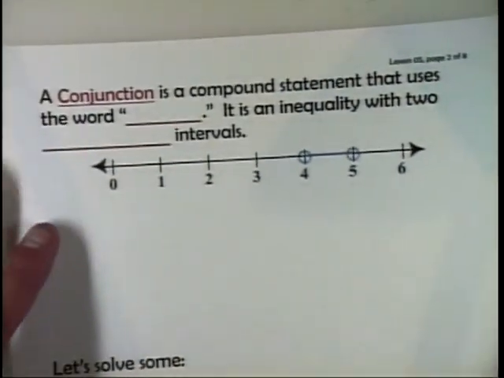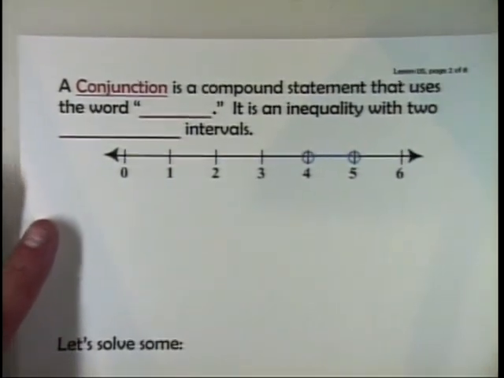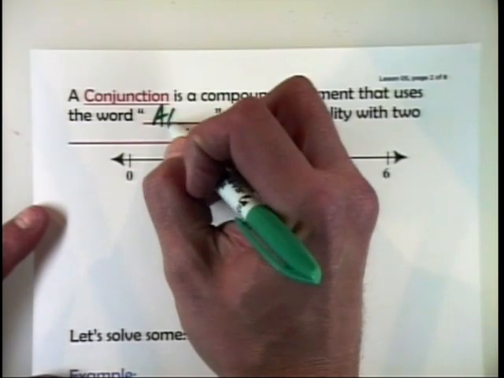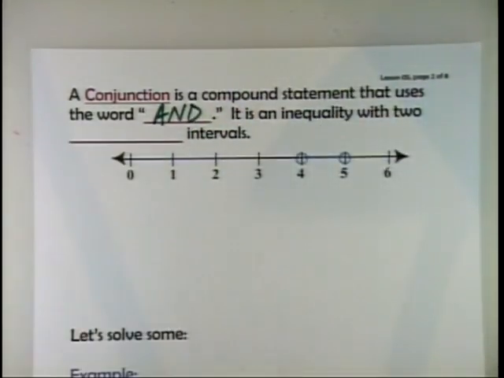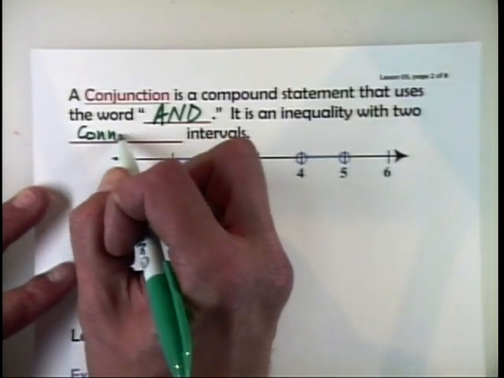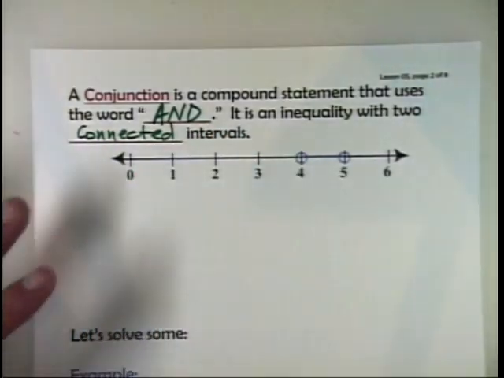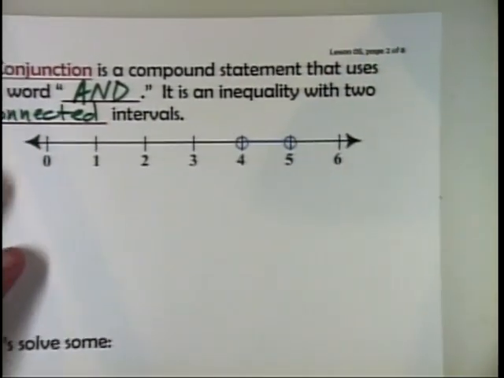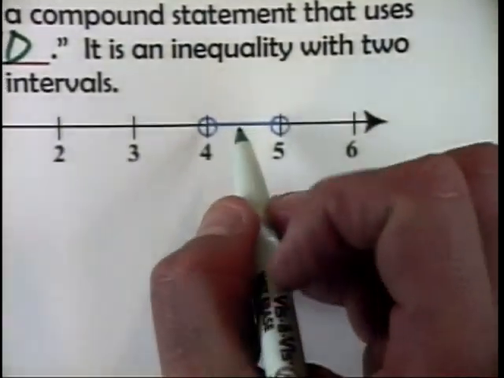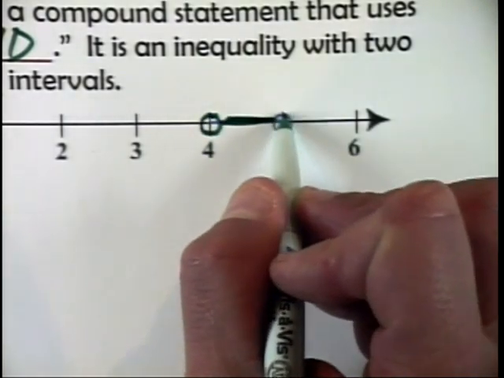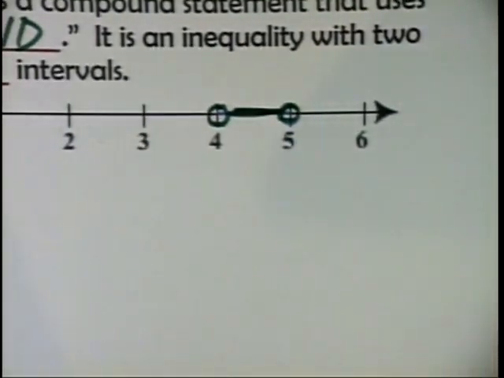The next type is a conjunction. A conjunction is a compound statement that uses the word and, A-N-D. It's an inequality with two, not disjoint, but two connected intervals. So let's look at this little number line down here. I have a number line, and I've got two circles, and it's a little hard to see, but I have an open circle around 4 and a shaded region between 4 and 5 with another open circle on 5.